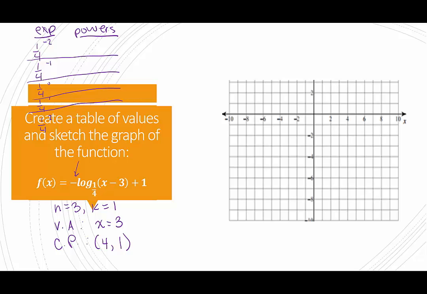Well, it's okay. All right, so what is 1/4 to the negative 2? Well, the negative says take the reciprocal of the base. The reciprocal of 1/4 is 4. That would be 4 squared, so this would be 16. Here we have 1/4 to the negative 1. That's the reciprocal of 1/4, which is 4. 1/4 to the 0 is 1, 1/4 to the 1 is 1/4, and 1/4 squared is 1/16.